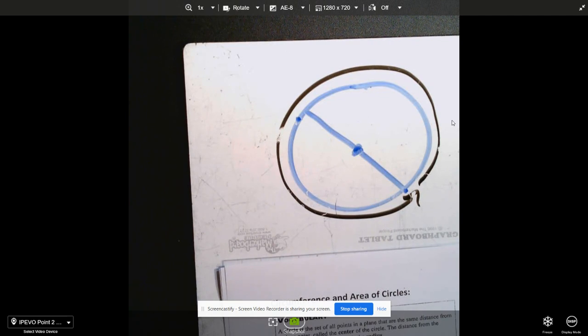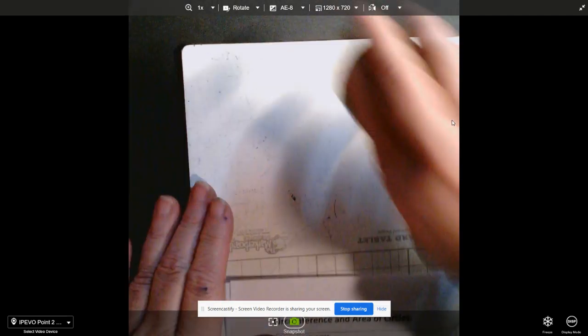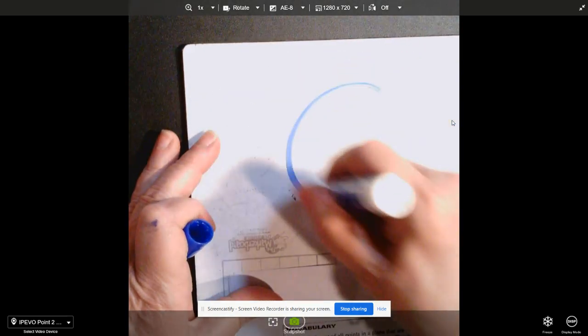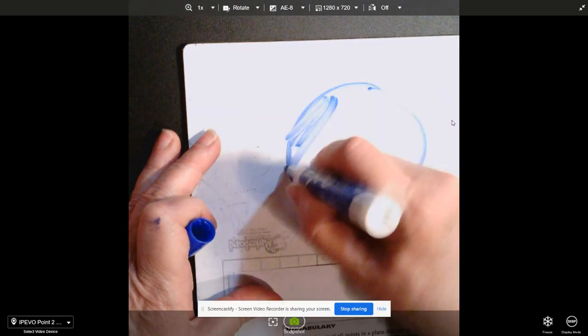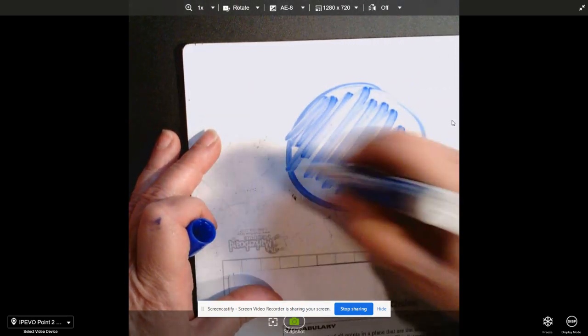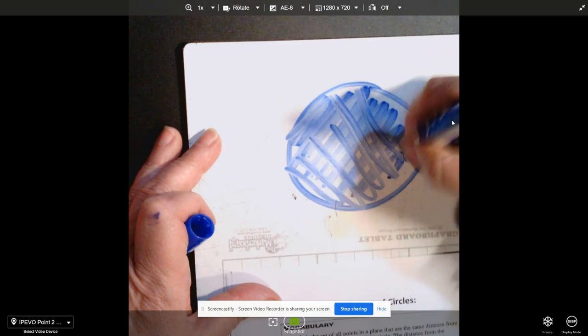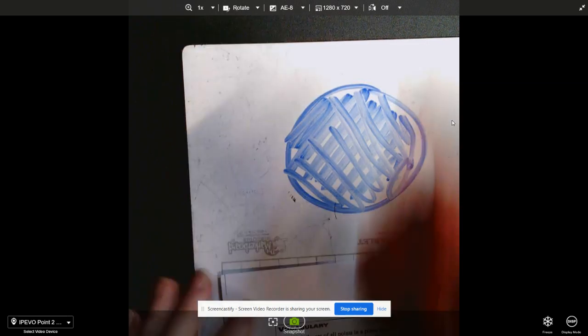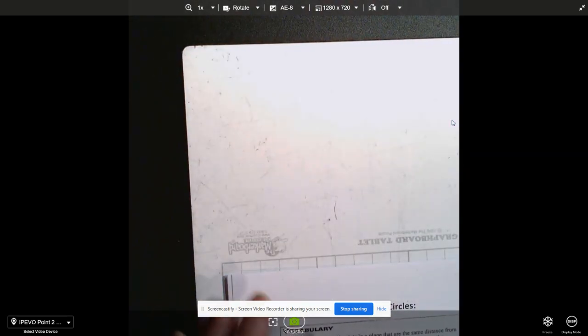It's a length. And the area of a circle is just like the area of any other figure that we're talking about. It would be all of this inside. So this here would be the area of the circle, everything inside. So there are two formulas that you need to know for this.